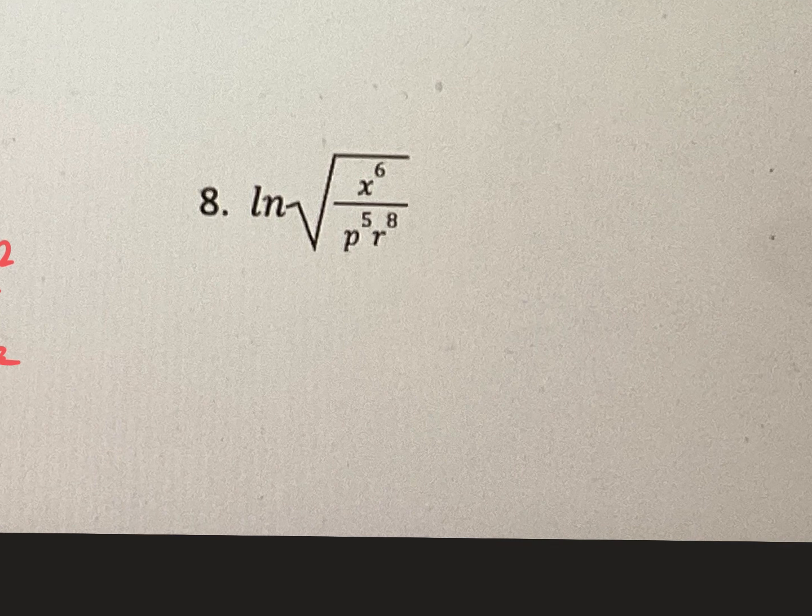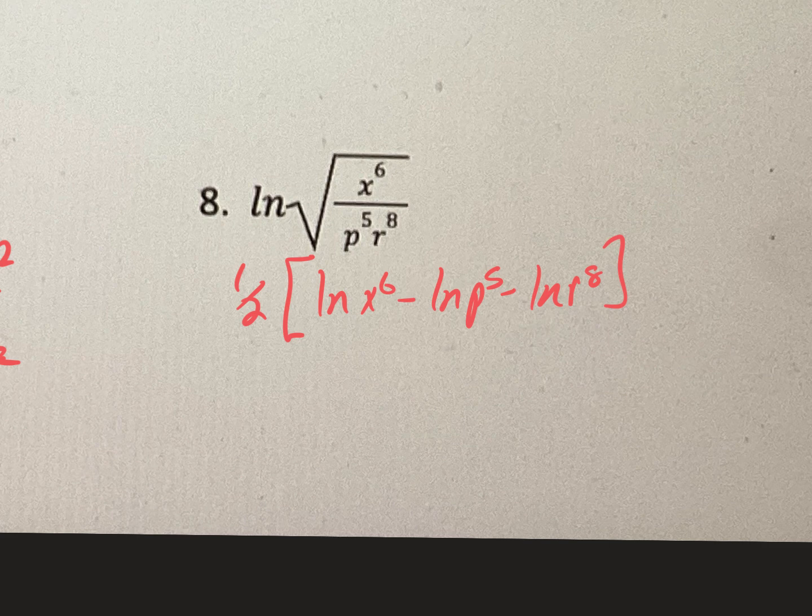Number 8, last one of these. First of all, there's the square root. So I'm going to put a big 1/2 in the front. And then I'm going to break it up. So I'm going to do natural log x to the 6th minus natural log p to the 5th minus natural log r to the 8th. Let's go ahead and distribute that 1/2. So I'm going to have 1/2 natural log x to the 6th minus 1/2 natural log p to the 5th minus 1/2 natural log r to the 8th.